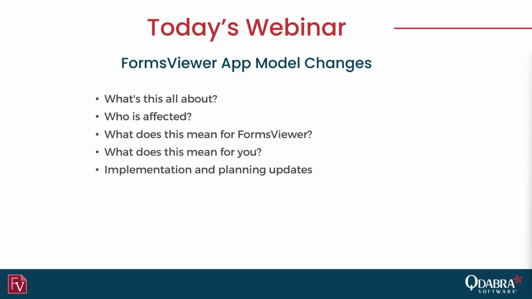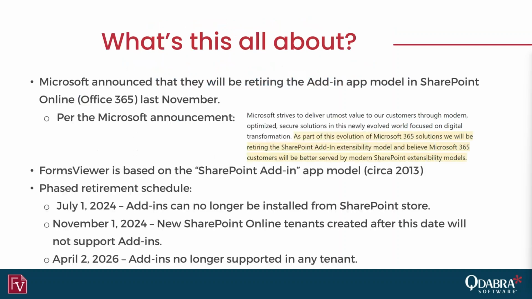So we're going to talk about what these app model changes are about and who's affected, how they're affected, what this means for FormsViewer, and more importantly, what this means for you. And then also we're going to talk about some updates for our implementation and planning. And I have a little demo to show you so that this stops being kind of a nebulous thing of what it's going to be like, and instead you can actually get more of a sense of what these changes are going to look like, okay?